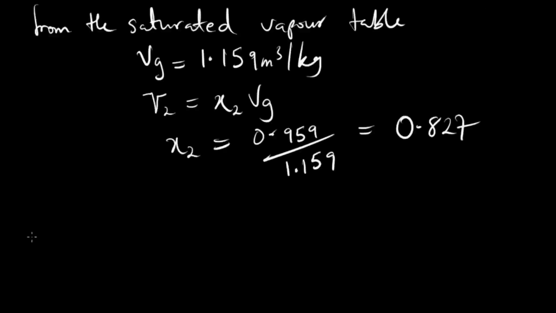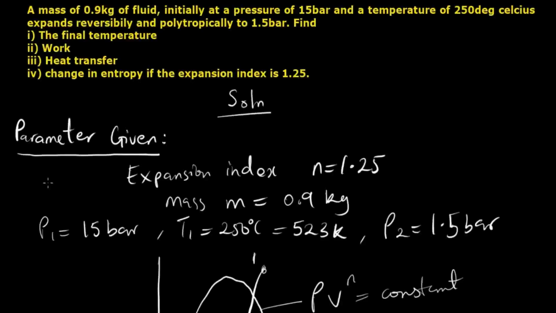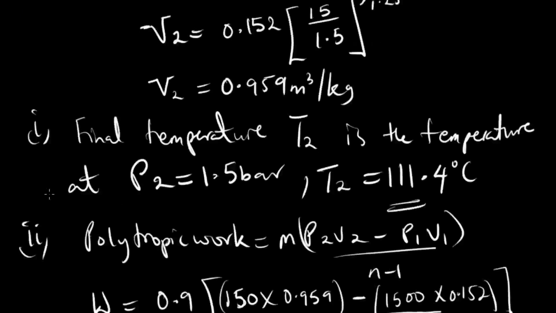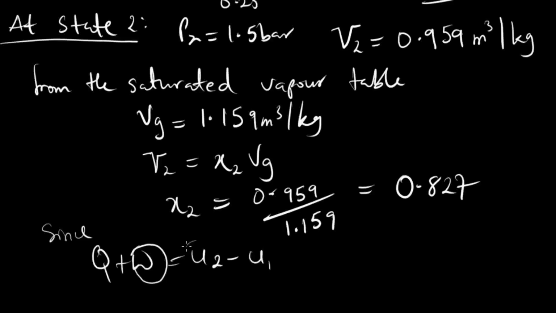Now with this we can find our U2, because we are not done, so we should find the work and also the heat transfer. Okay, so for us to find the heat transfer, you will need, since Q plus W is equal to U2 minus U1, we have gotten the polytropic work, so we need this. So we've gotten this, we need this to find the heat.